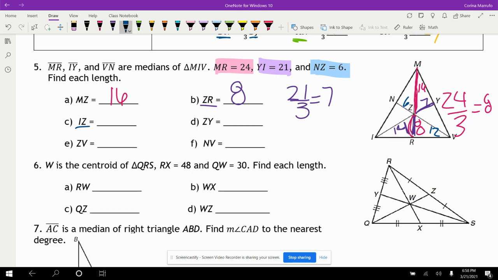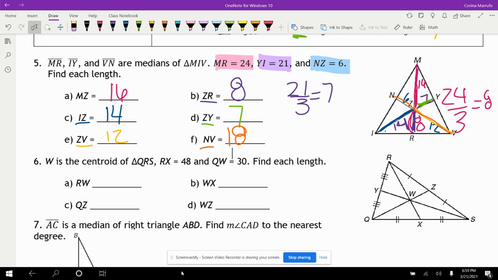And then it's asking us from I to Z. So I to Z is this piece right here. I to Z we said was 14. And then they're asking us from Z to Y. So from Z to Y we said was 7. Then we have from Z to V. So from Z to V, this whole thing here we said was 12. And then last we have from N to V. So N to V, well, the whole thing, N all the way to V, 6 plus 12 gives us 18. And that's it.